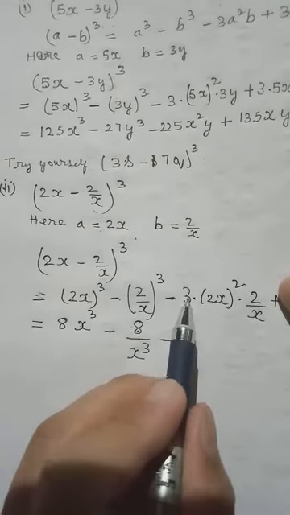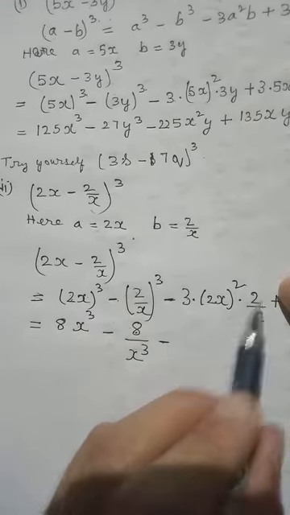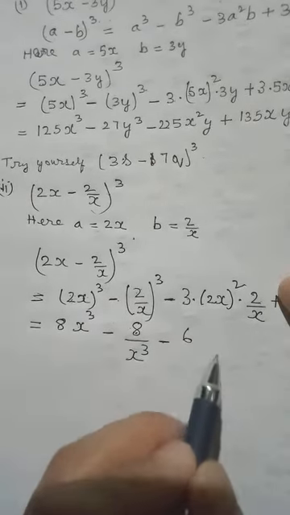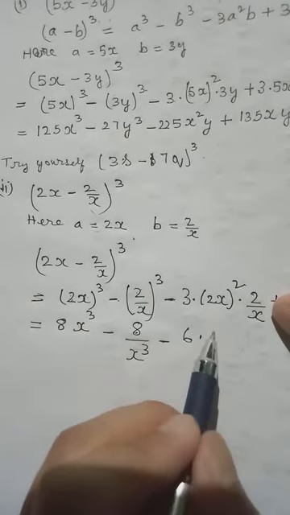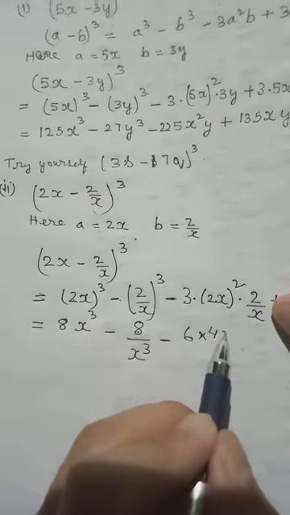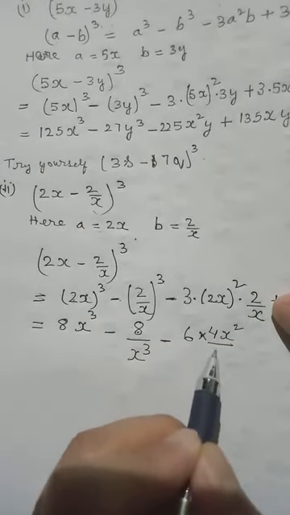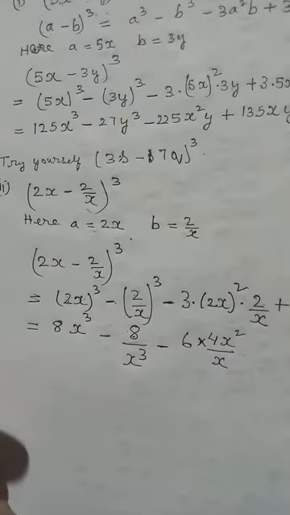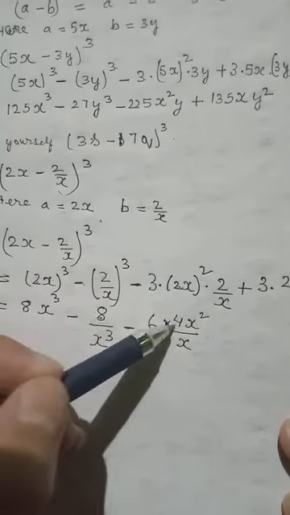Then here we have this square. We need to remove it. 3 into 2, 6. When you multiply, multiply only the numerator. Then here we have 2 into 2, 4. Then we also have x square. Then 1x we have down. The one which is down, write it down. The one which is up, we write up. Here you have 2 into 2, 4. x into x, x square.